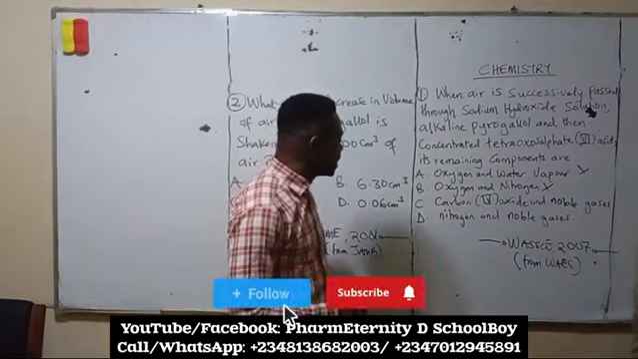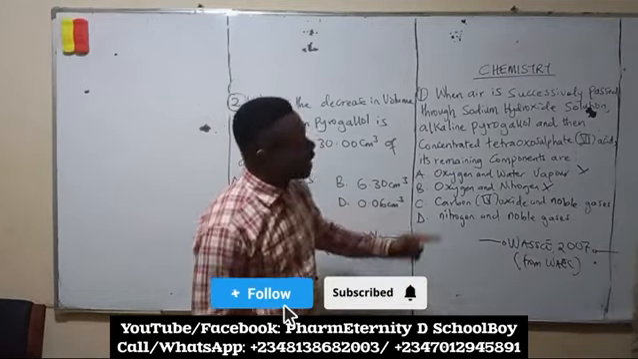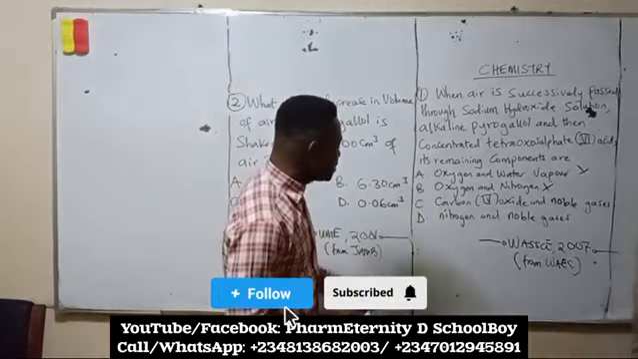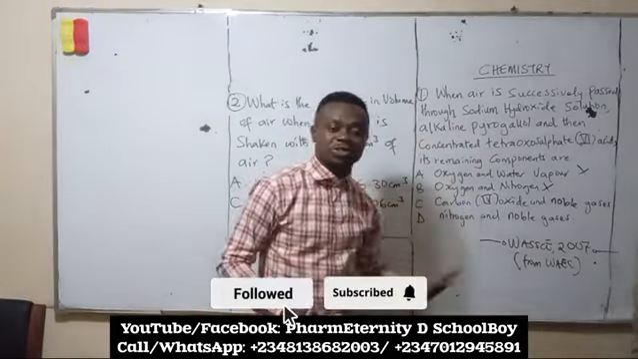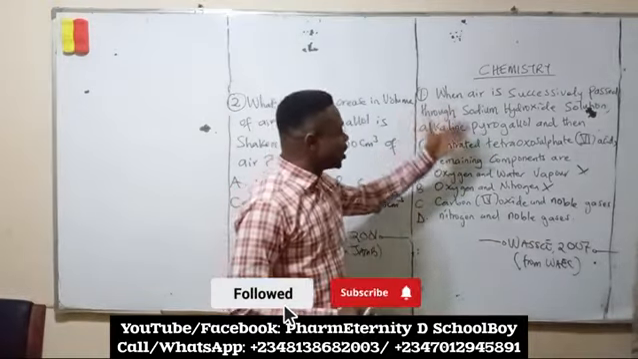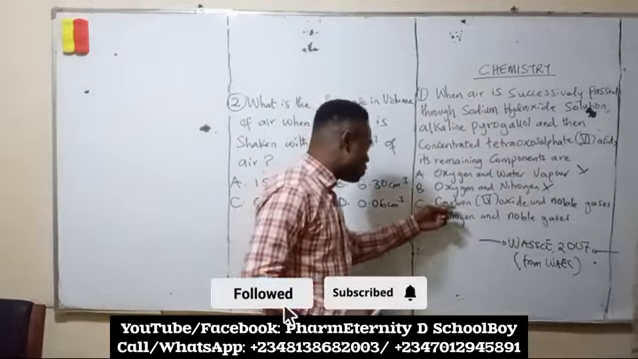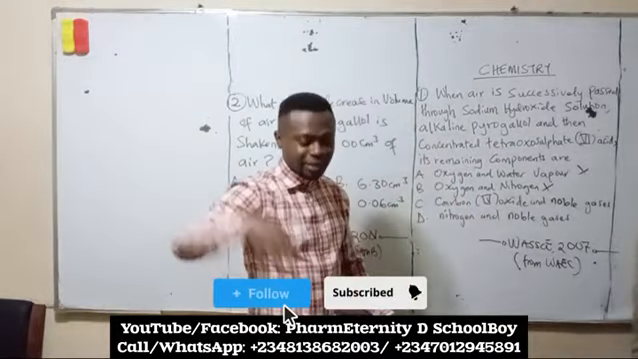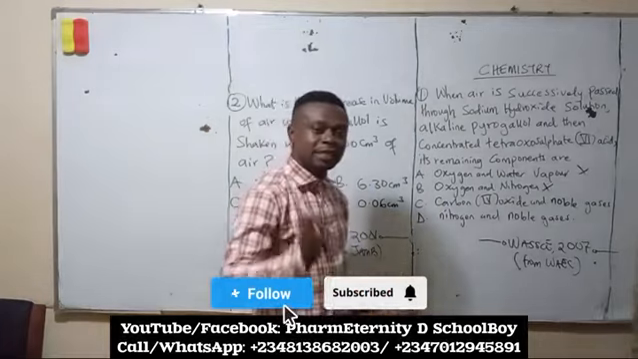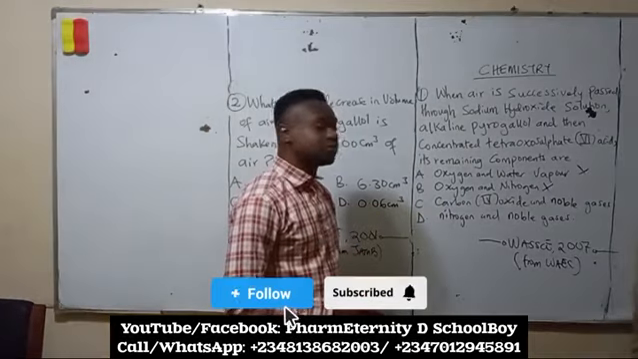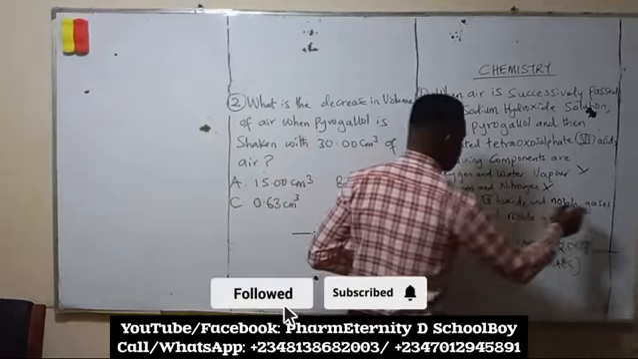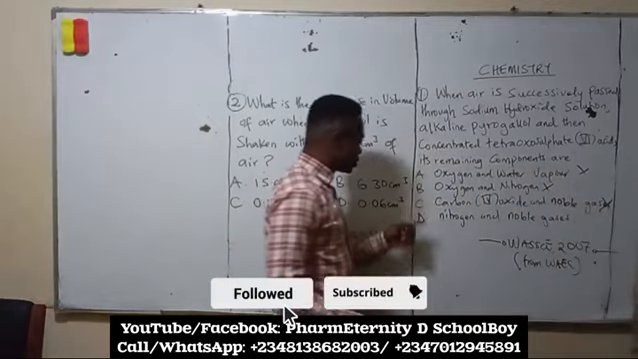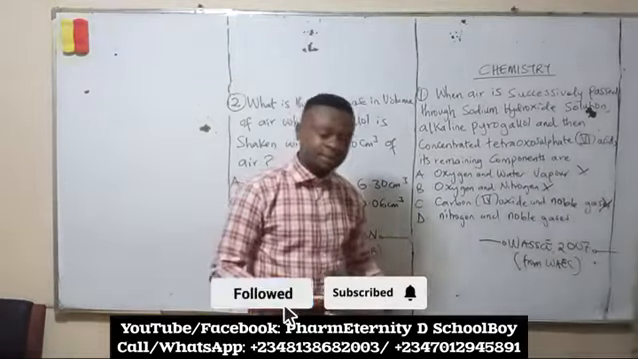Now option C says carbon 4 oxide and noble gases. Carbon 4 oxide will not escape sodium hydroxide solution. Sodium hydroxide solution will always react with carbon 4 oxide, take it away, forming sodium carbonate and what have you. So this renders this option not to be the correct option, because carbon 4 oxide will not remain.